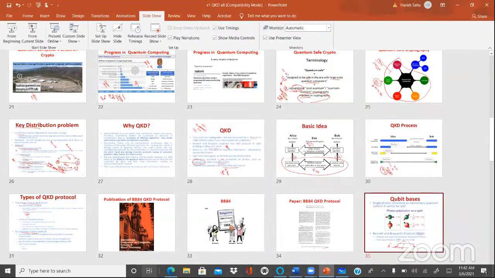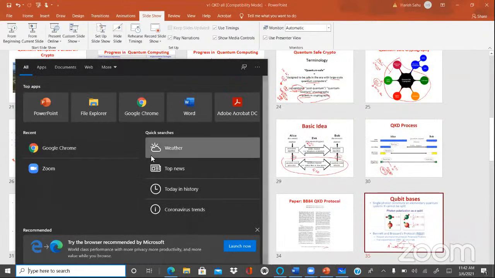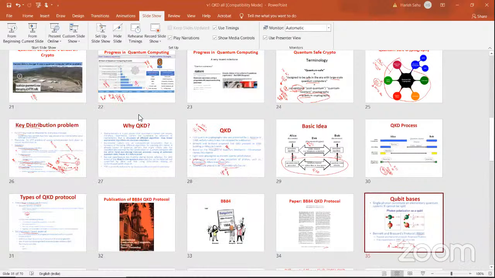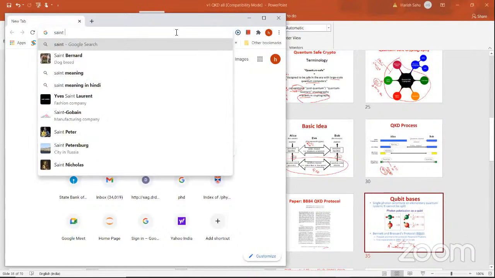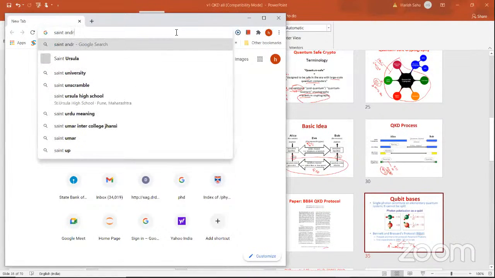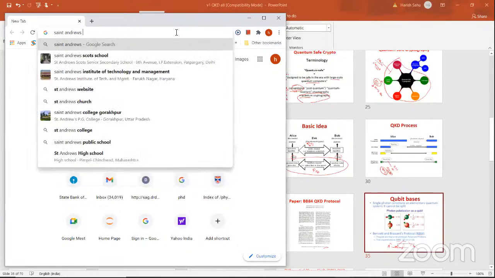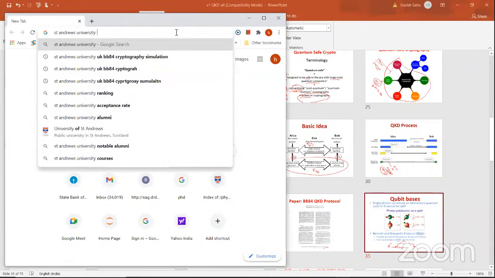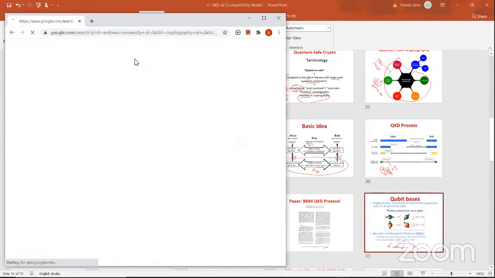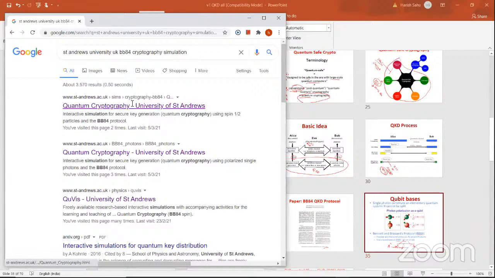Okay, so everybody can open this in their browser. Just go through that. Search St. Andrews University, UK, BB84 cryptographic simulation. Can you search this? Okay, let me share this link with you.